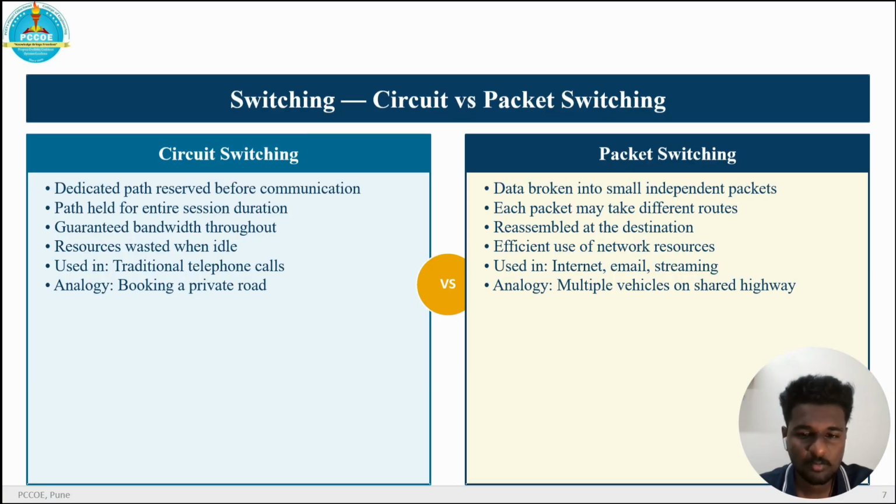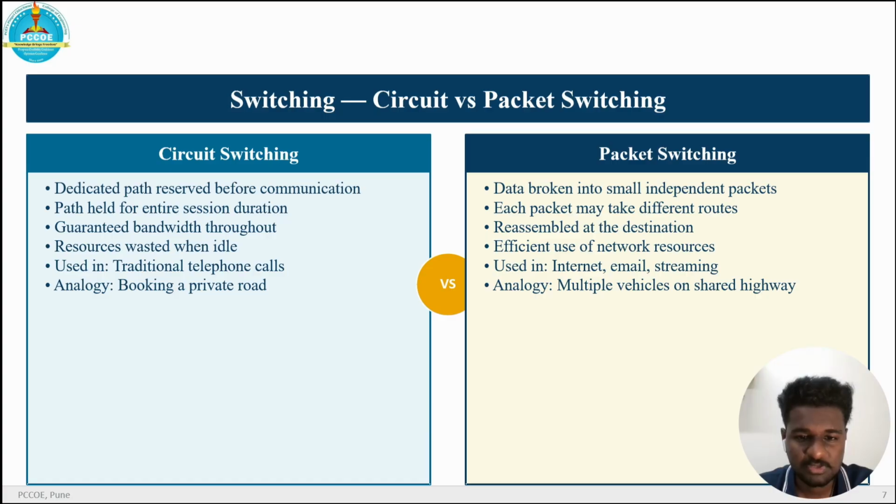Now let's talk about switching. How data is routed throughout a network. Circuit switching. A dedicated path is reserved before communication begins and held for the entire session. Bandwidth is guaranteed throughout, but resources are wasted when idle. The classic example is traditional telephone calls. Think of it like booking a private road. It's yours alone even if you are not using it.